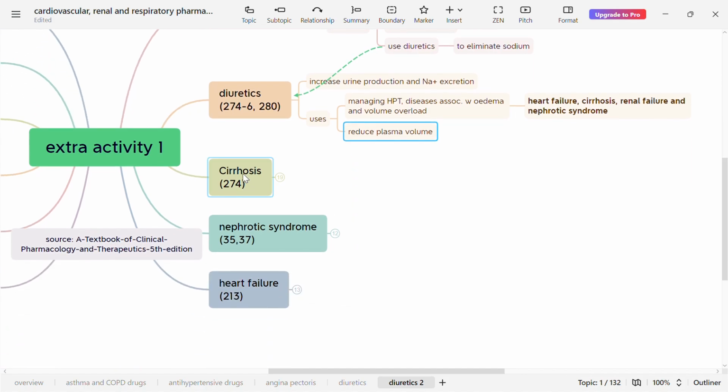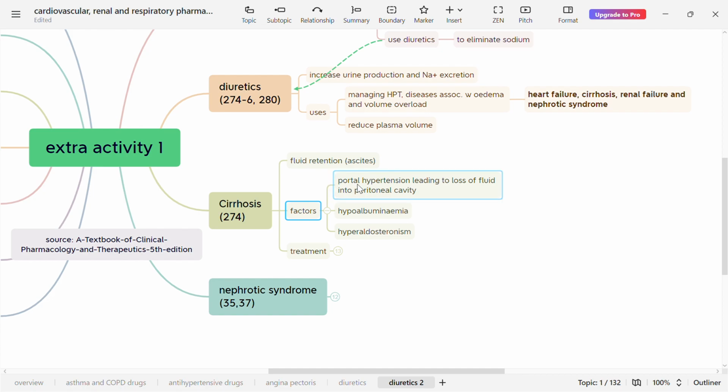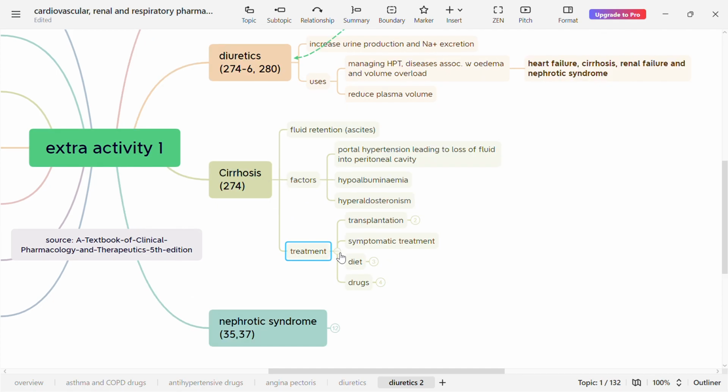So next is cirrhosis. The fluid retention is also called ascites. So the factors causing ascites in cirrhosis are portal hypertension leading to loss of fluid into the peritoneal cavity, and also hypoalbuminemia, and also hyperaldosteronism. So what are the treatments? Including transplantation, symptomatic treatments, diets, and also drugs.